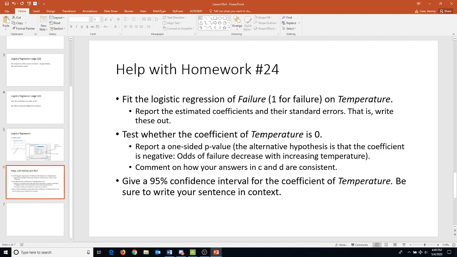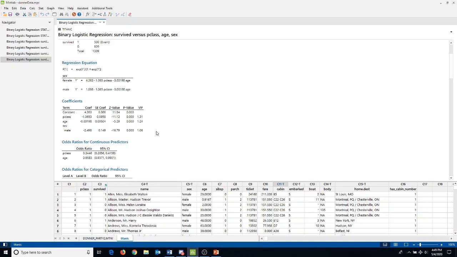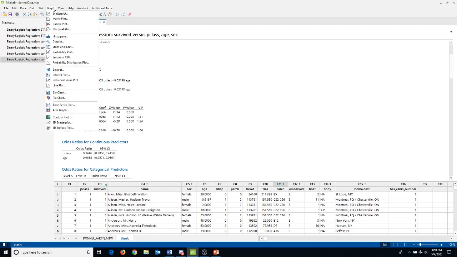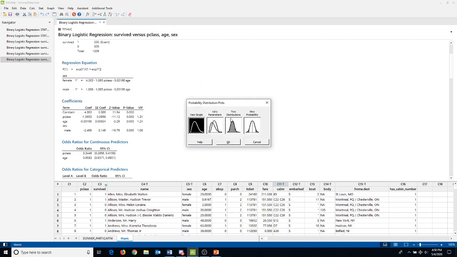So test whether the coefficient of temperature is 0. I'm going to go ahead and do it on age. I would have negative 0.03198 minus 0, over 0.0064. While we don't get a t-value per se, we get a negative 5.29, which is, oh man, so far away from having any likelihood of being selected.